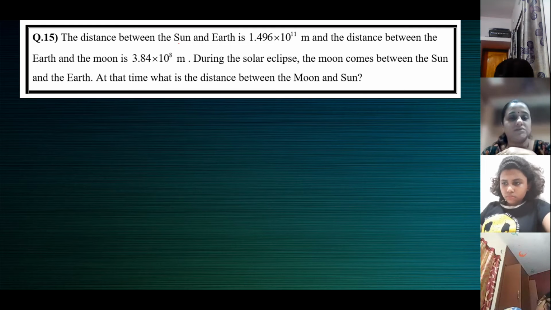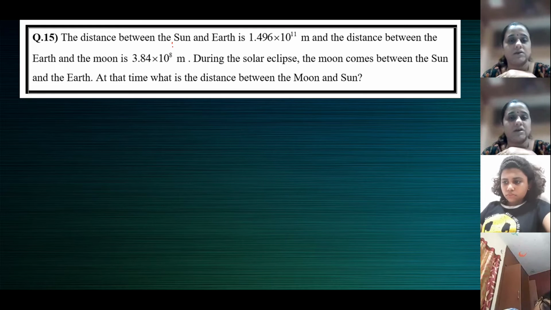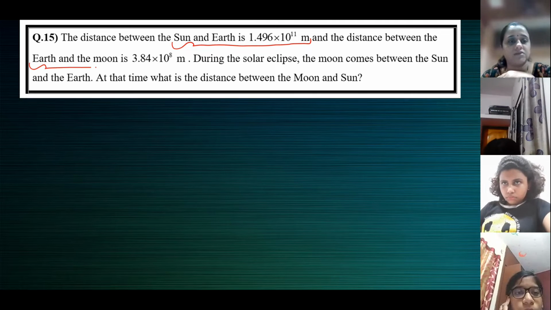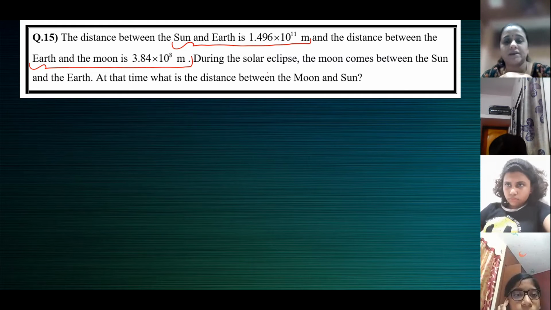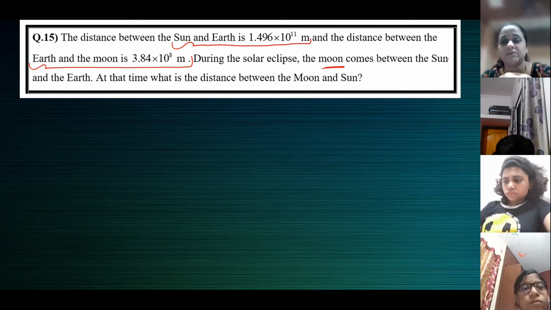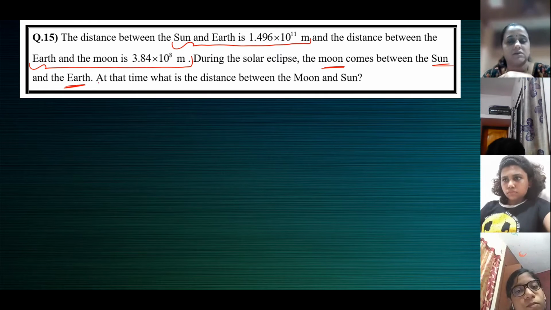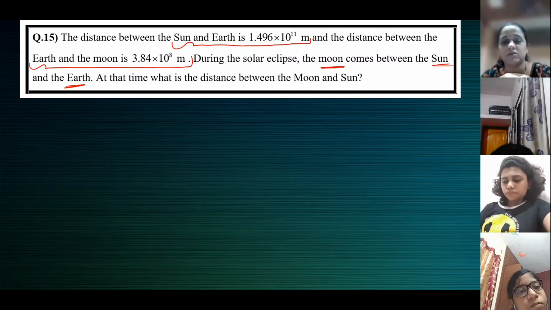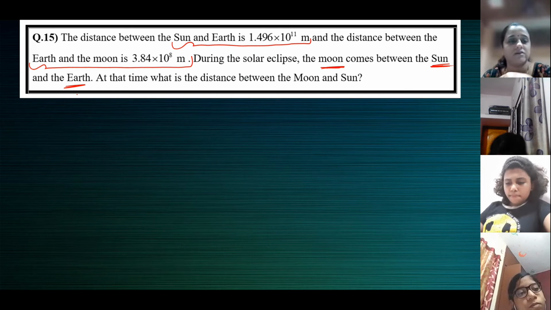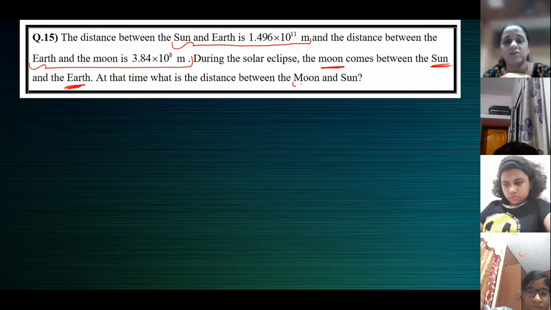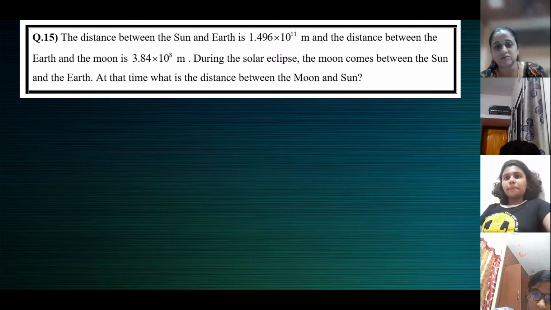All right, so the distance between the sun and the earth is given to us. And the distance between the earth and the moon is given. Now, during solar eclipse, the moon comes in between the sun and the earth. At that time, what is the distance between the moon and the sun? So we need to draw a diagram incorporating this information.